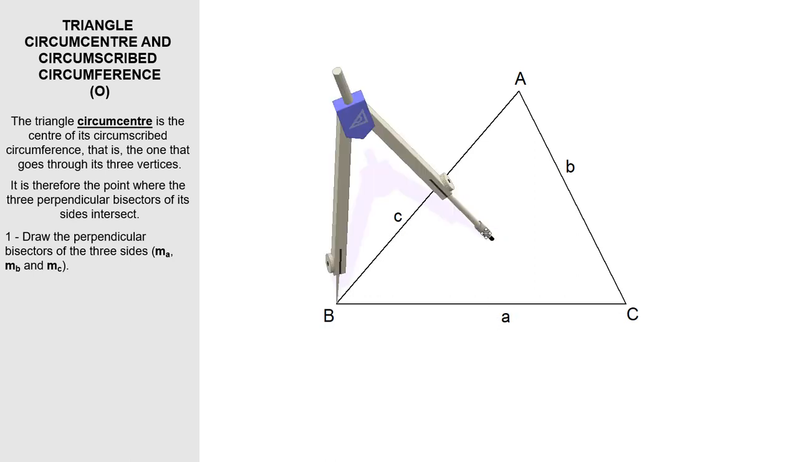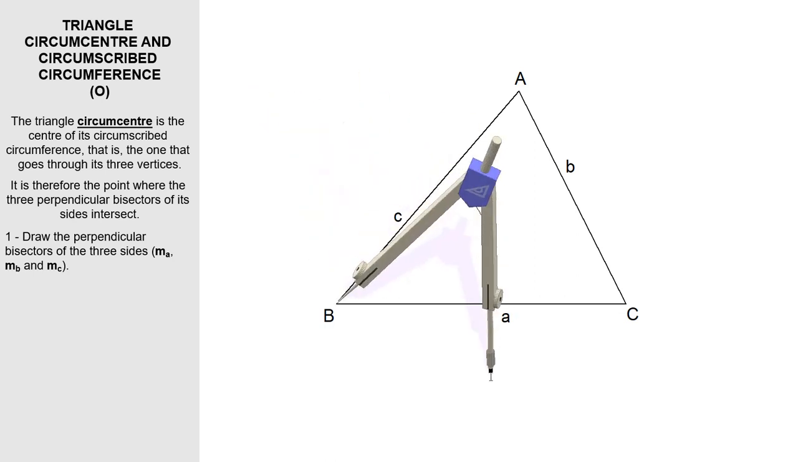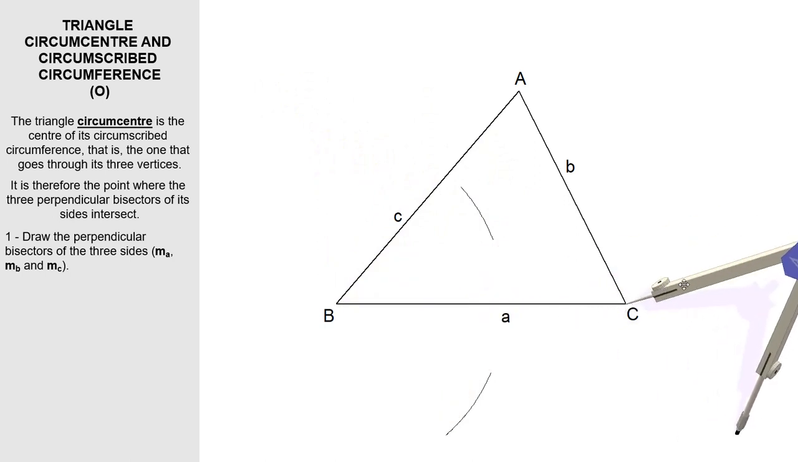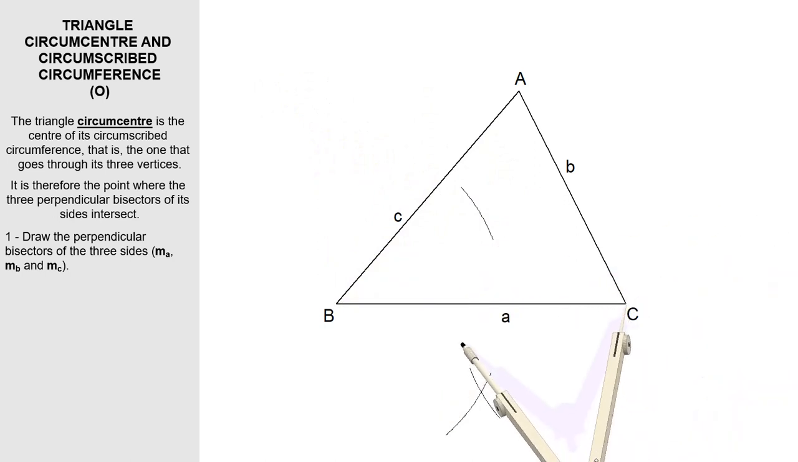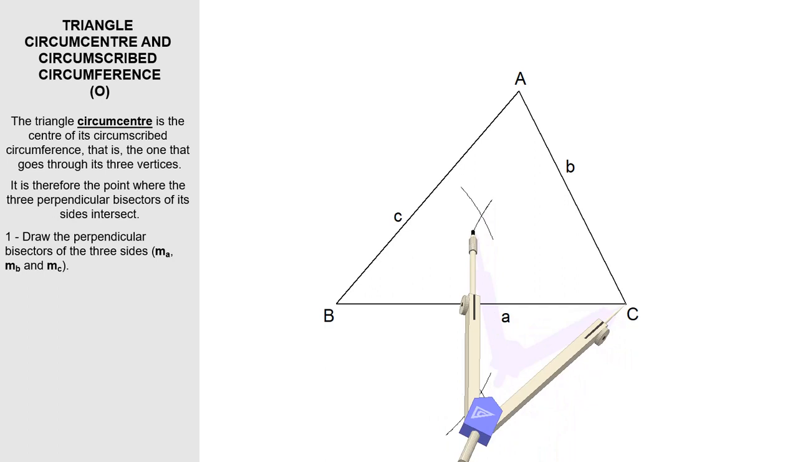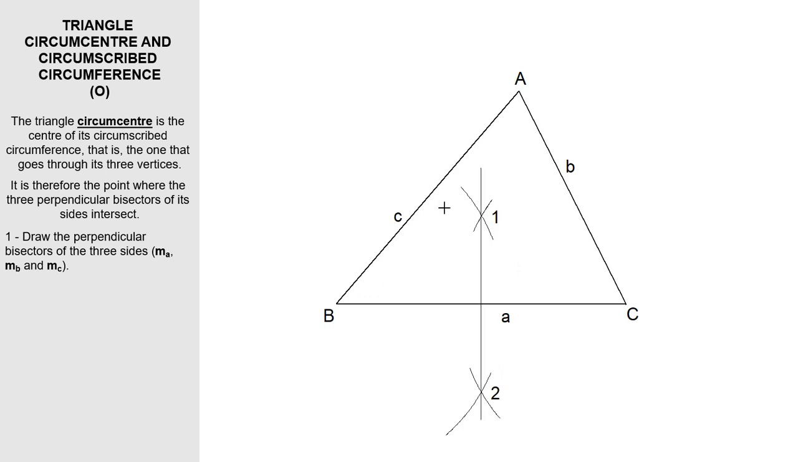To draw the perpendicular bisector of side A, we draw two arcs using points B and C as centers and the same radius, the one we want, longer than half the side's length. These two arcs meet at points 1 and 2, so the straight line that goes through both of them is the perpendicular bisector of side A, M sub A.